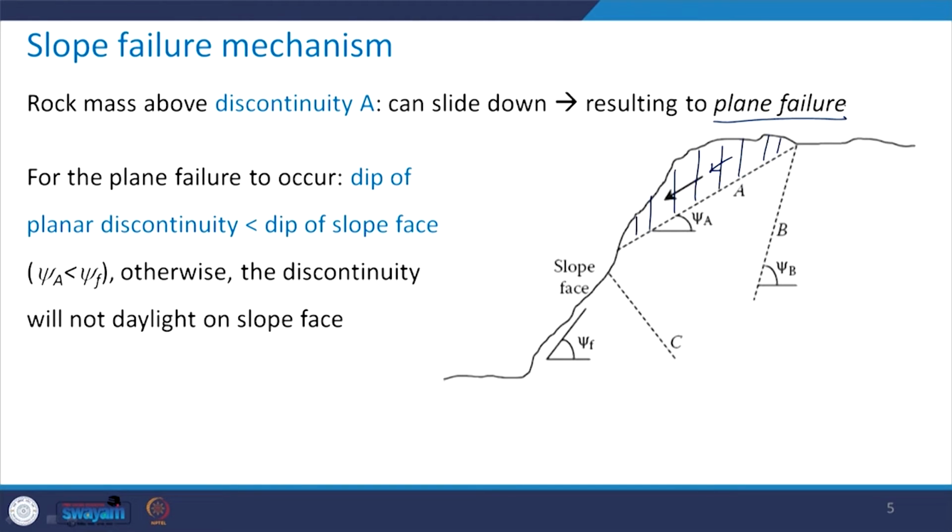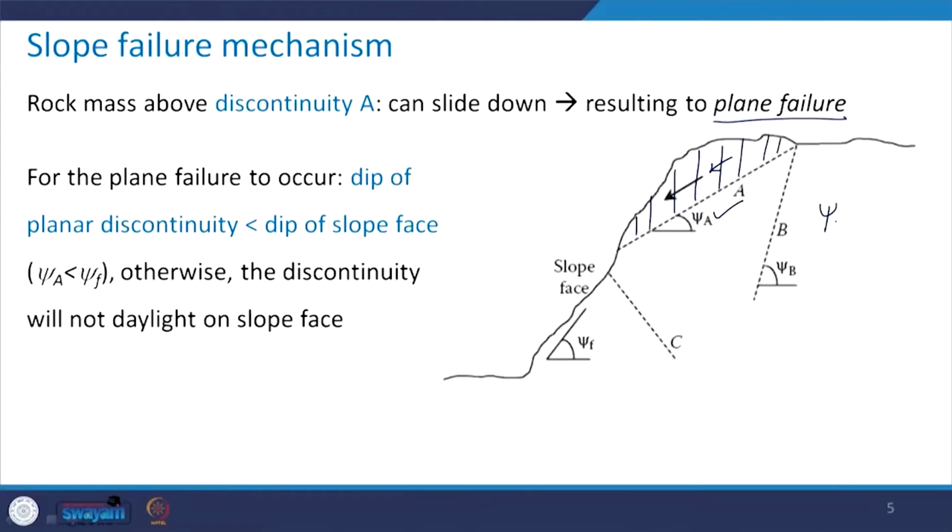Now, there are some conditions based upon dip and dip direction of the slope face and the dip and dip direction of the discontinuity, along which there is a probability that the mass can slide down. So, based upon their relative values, one can decide whether this mass will finally slide or not. So, there are a few conditions. Let us see what those are.